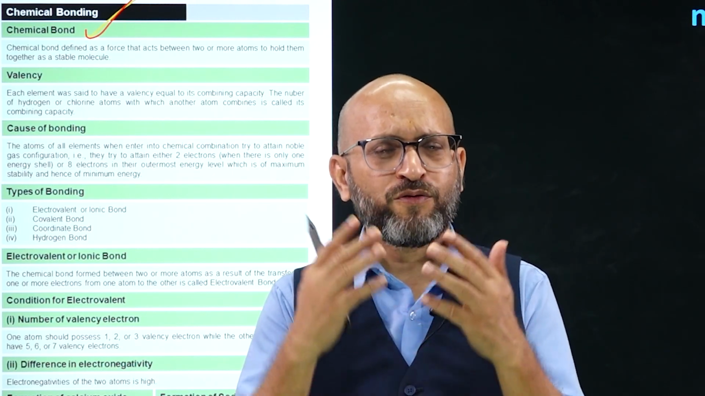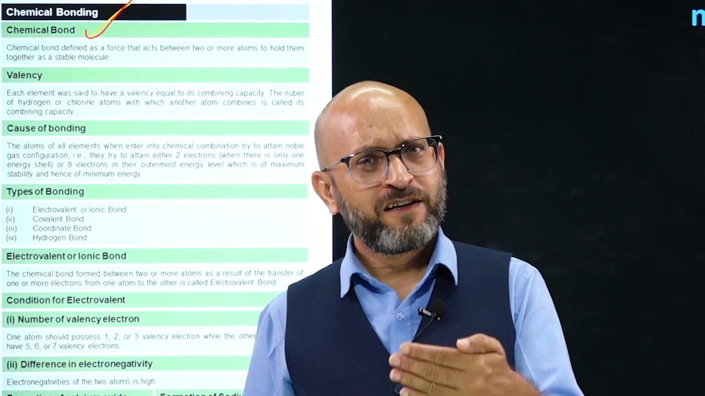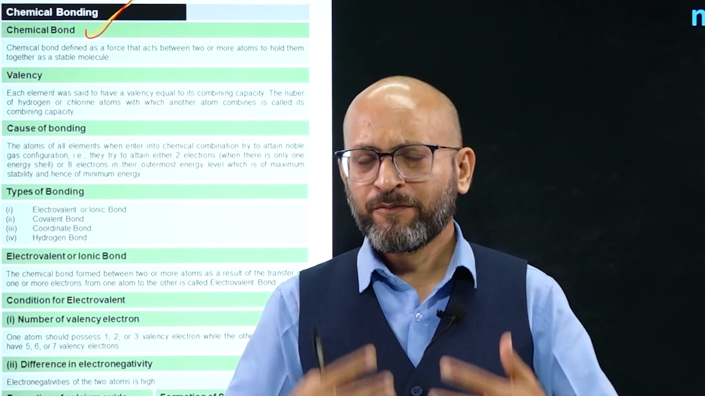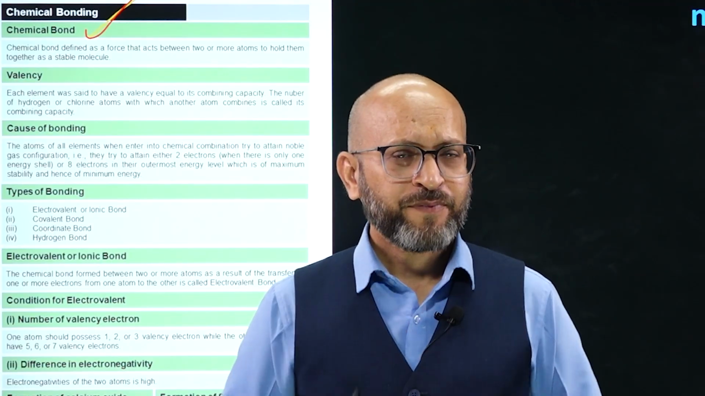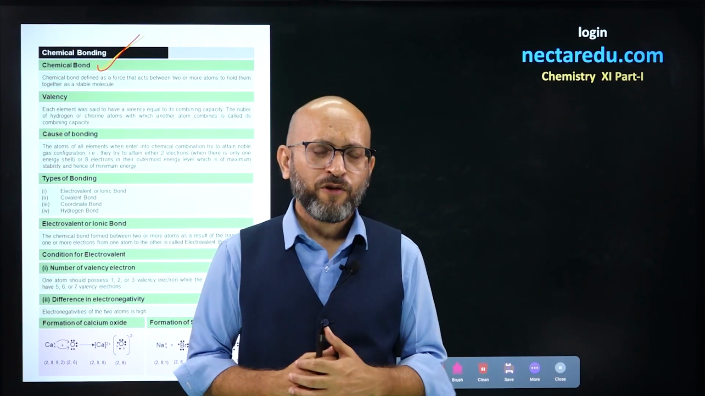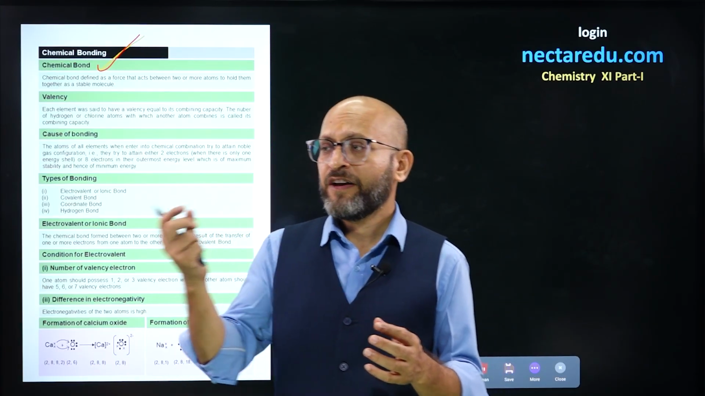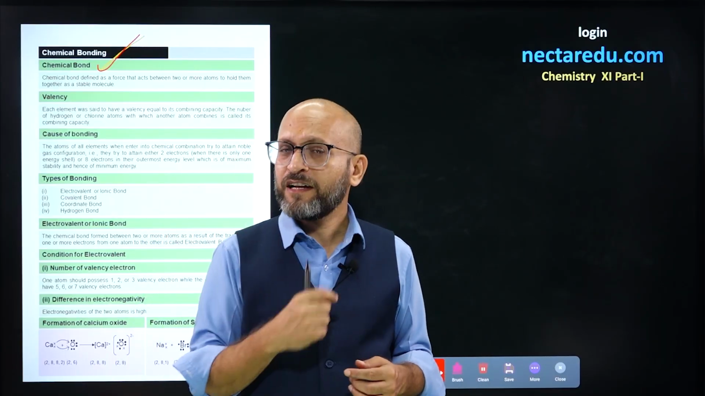So, these are a few types, including the coordinate bond. Mainly we have the ionic bond, the covalent bond, and the coordinate bond, which is a type of covalent bond that we will be talking about in this chapter. So, what is the ionic bond? The ionic bond is also known as the electrovalent bond.